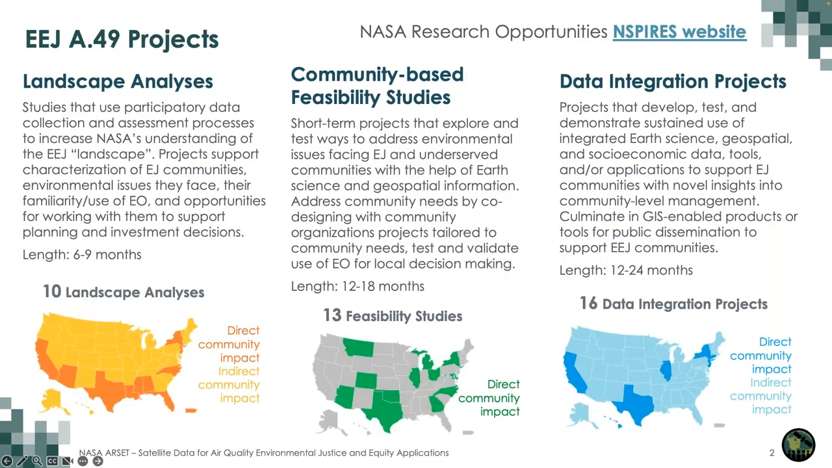The A.49 projects are classified into three elements: landscape analyses to understand the broader EEJ community context to inform actionable next steps, community-based feasibility projects that apply earth science information to demonstrate the feasibility of the approach with suggested expansion opportunities, and finally, data integration projects that combine earth science information and socioeconomic information into GIS-enabled tools to serve community decisions and actions.